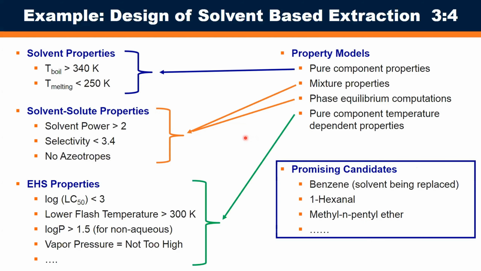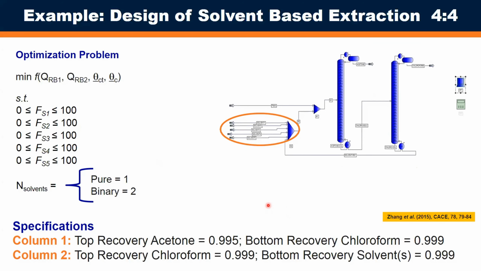Some promising candidates come out of solving the CAMD problem for this. One of them is benzene. That's not surprising because that's really the solvent we're trying to replace, but that's not the one we're looking for. Others include 1-hexanol and methyl pentyl ether, and a lot of other hydrocarbon solvents in this size range. The next step is to set up an optimization problem to evaluate all the different solvents and how they work in the process, minimizing the reboiler duty of the extraction column and the recovery column.